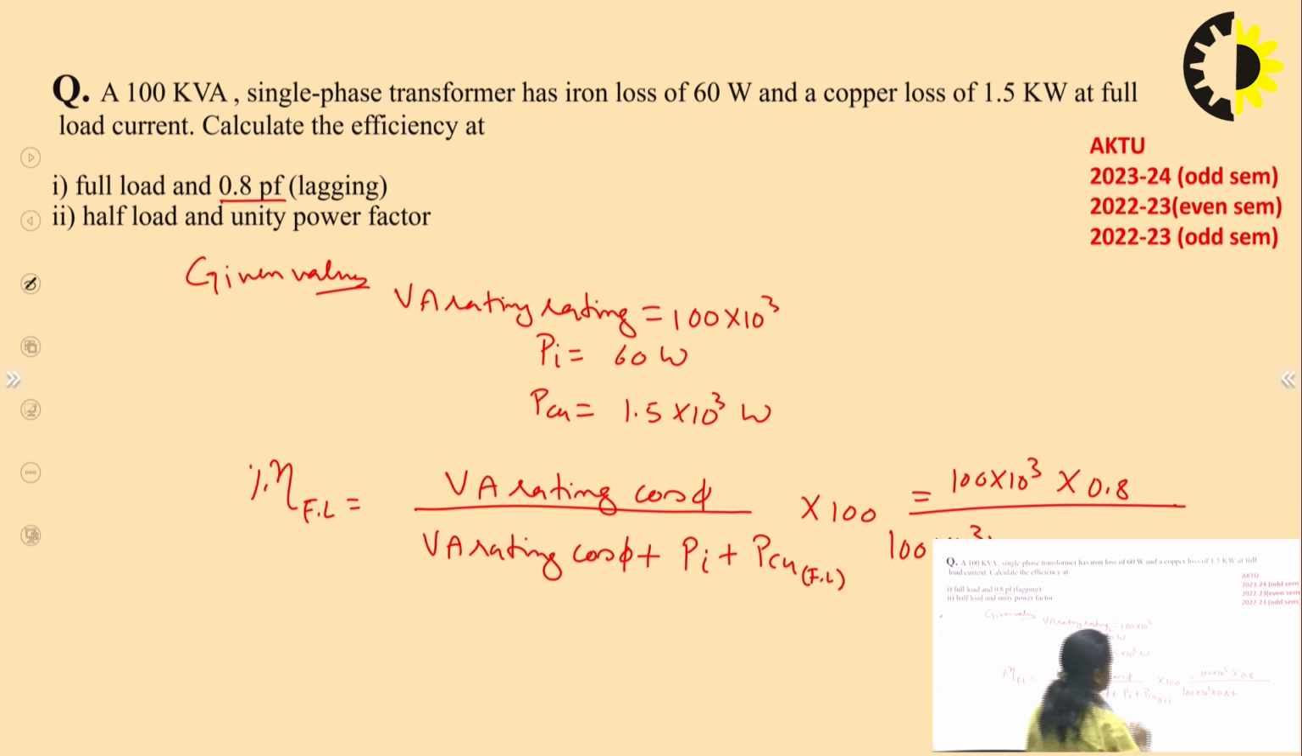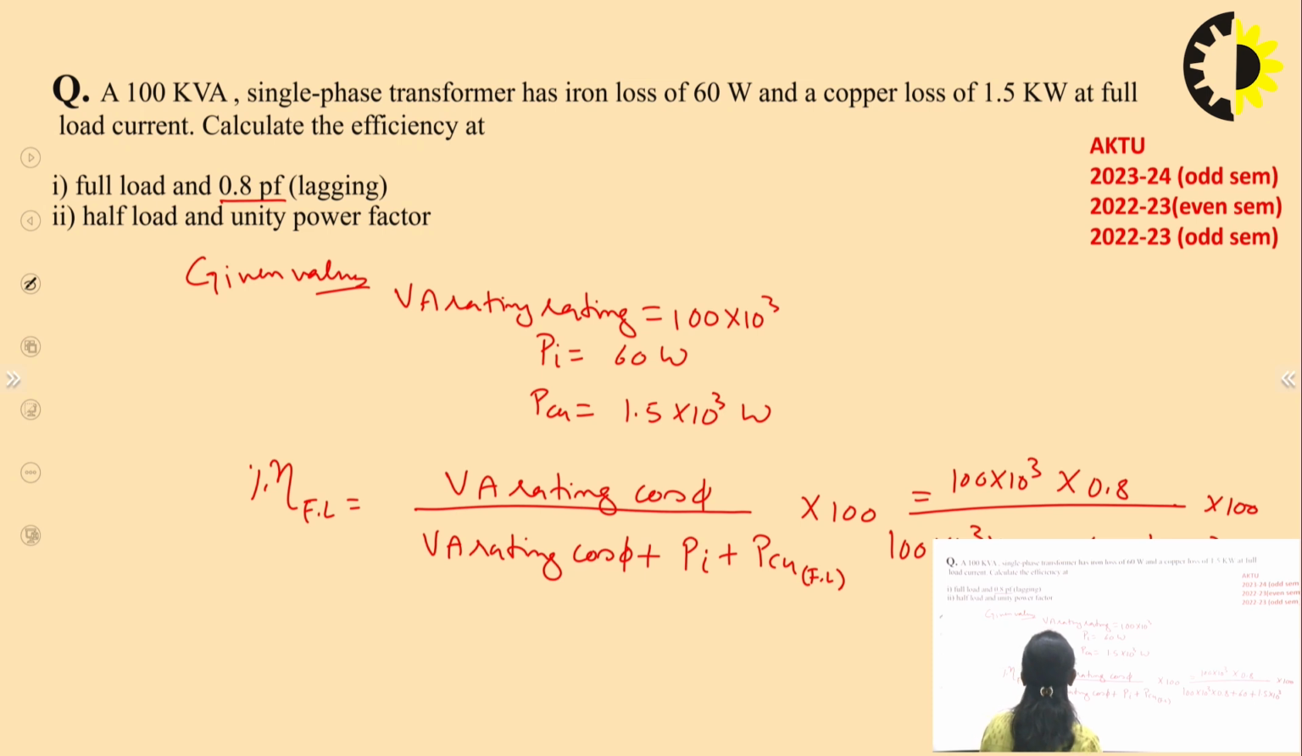What is the iron loss given? 60. And plus copper loss, what is given? 1.5 into 10 power 3 into 100. If you solve this, you will get the efficiency at full load.